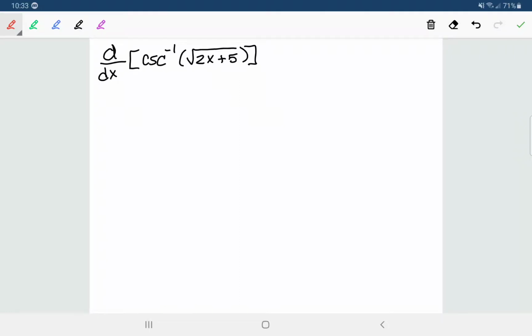Let's say, for example, that we had to find the derivative of the inverse cosecant of the square root of 2x plus 5. Now, what you can see is we have a complex function here, and we're going to need to chain when we do this. So the outside function we can identify as the inverse cosecant. There is a middle function, which is the square root function, and then the inside function is 2x plus 5. Right? So we're going to have to use the chain rule when we do this.